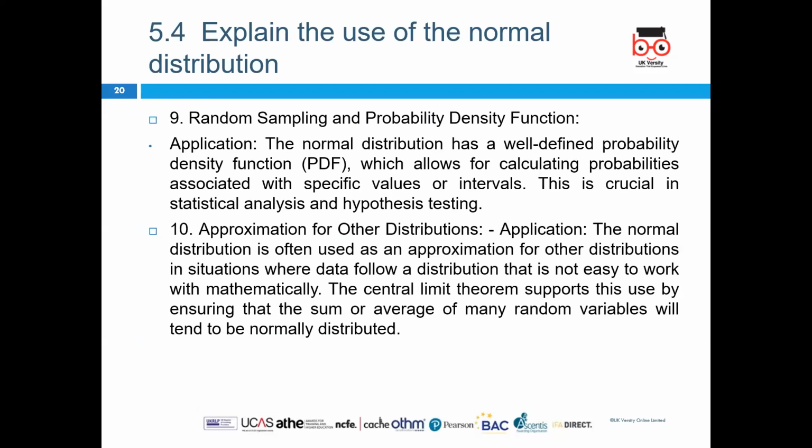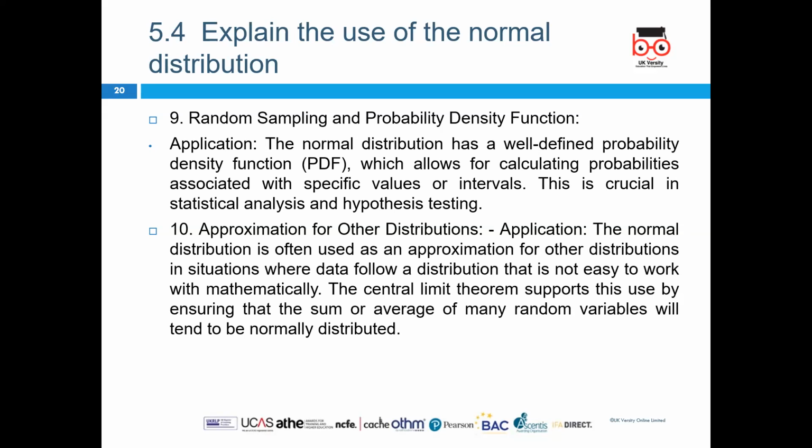Then random sampling and probability density function. The normal distribution has a well-defined probability density function, which allows for calculating probabilities associated with specific intervals. For example, what is the probability that Mark will score between 4 and 8 in a highest score of 10 in any subject? That is what is used for random sampling and probability density function.